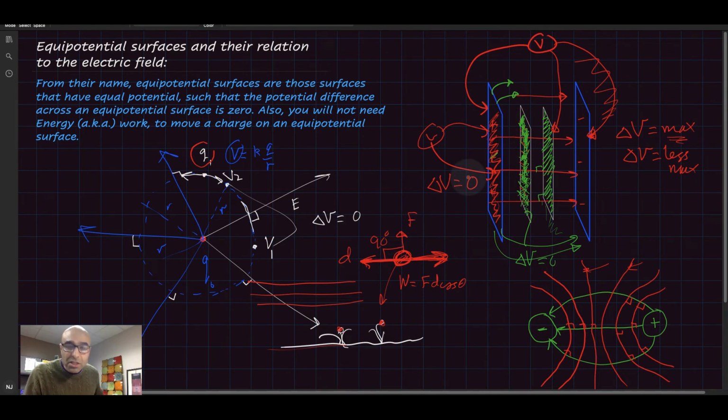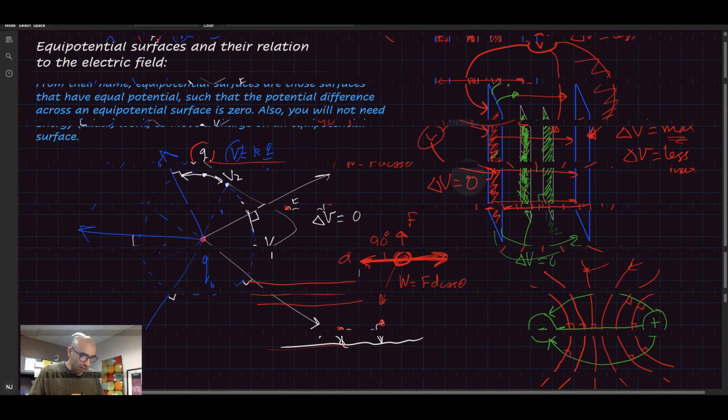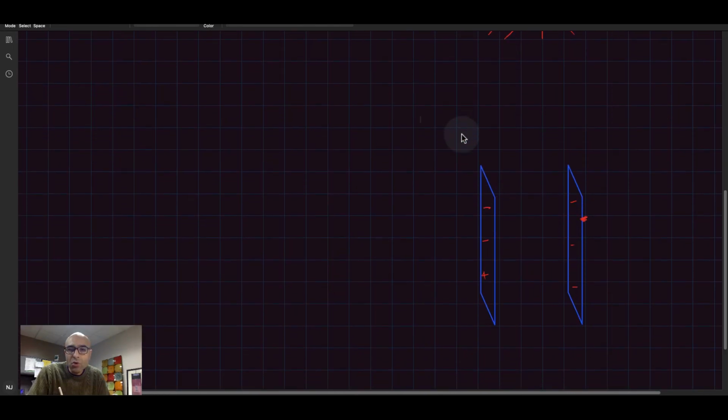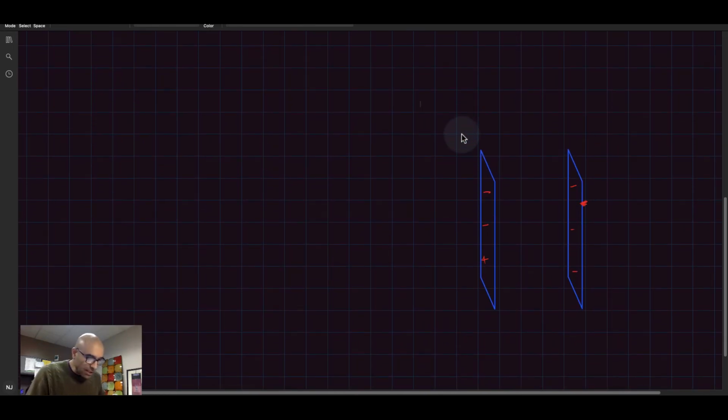That's an experiment that you can do in the lab if you want to. But this is all about a qualitative analysis of what equipotential surfaces are. I hope this helped a little bit. Okay, so let's look more now into the parallel plate capacitor.